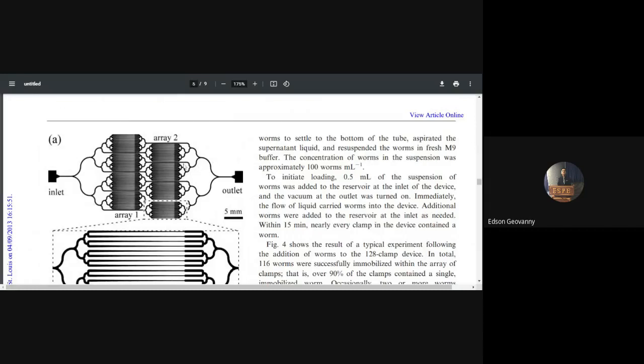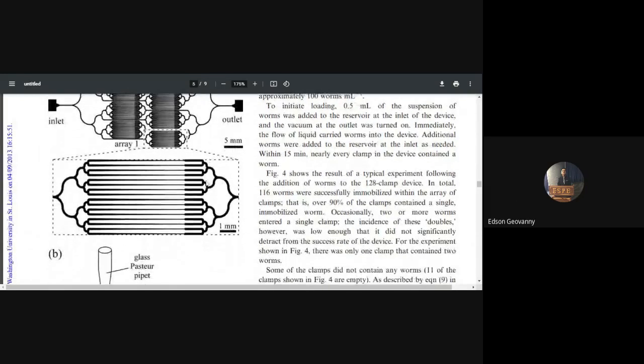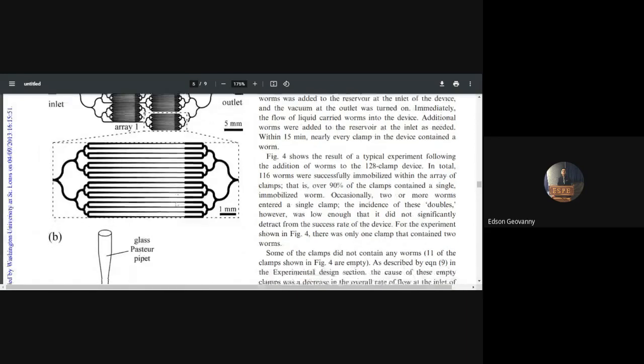By increasing the bifurcation from 2 per 7, 128 clamps were designed. The height of the channel is 55 millimeters. The holes were 1 per 5 millimeter. Show an illustration of the experimental setup.